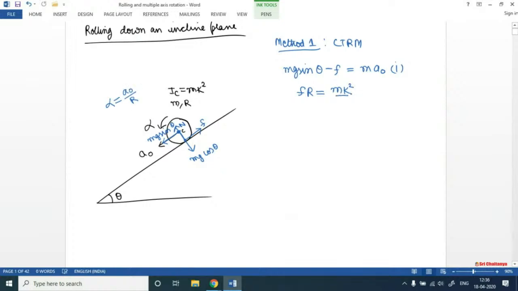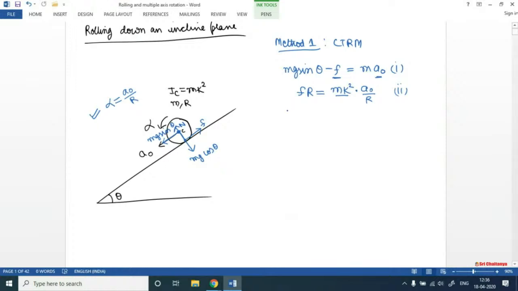So moment of inertia into alpha, when we are writing, we can simply write a naught by r over here. Now in these two equations we have two unknowns. This is friction and this is acceleration. Once we get acceleration, we will be able to get the value of alpha as well. So there is no problem in that.